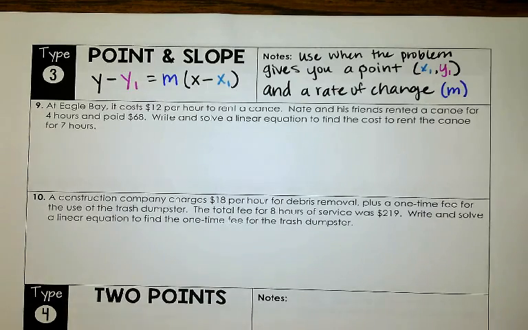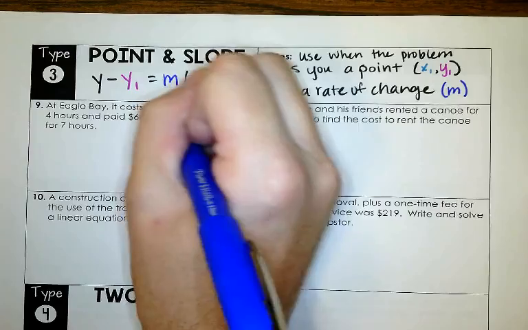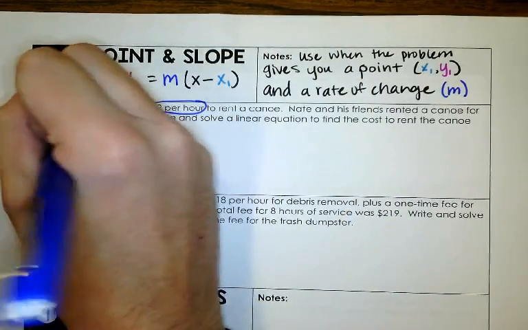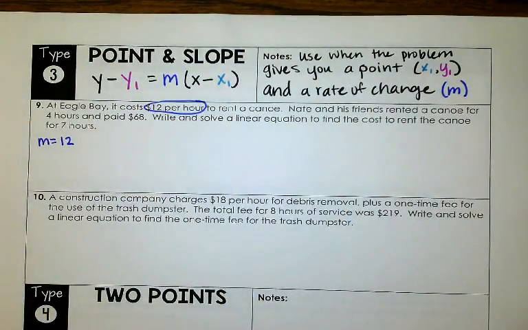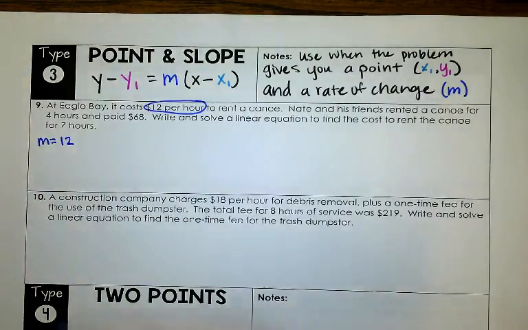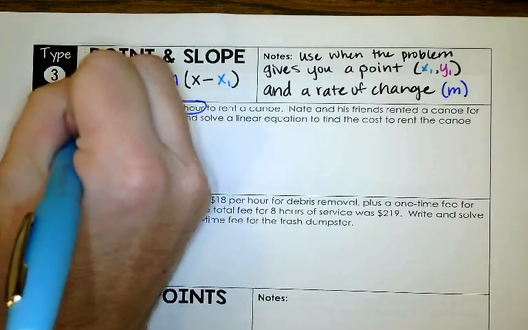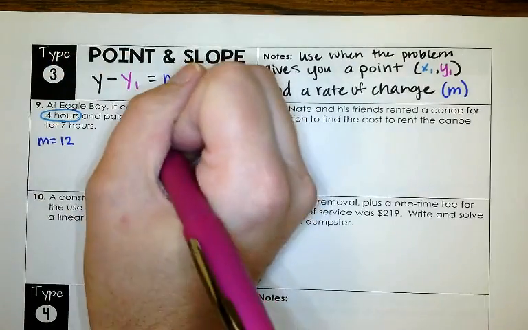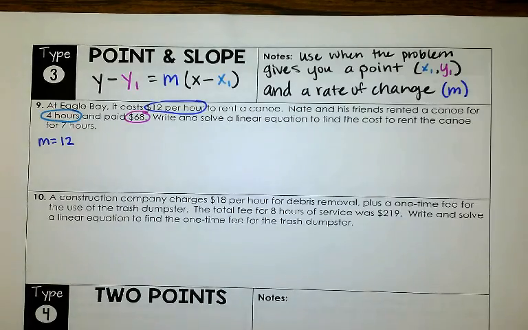At Eagle Bay, it costs $12 per hour to rent a canoe. Ooh, that per, what is that telling us? That's going to be our rate. So our m is going to be equal to 12. Do y'all feel good with that? Nate and his friends rented a canoe for 4 hours and they paid $68. Write and solve a linear equation to find the cost to rent the canoe at 7 hours.